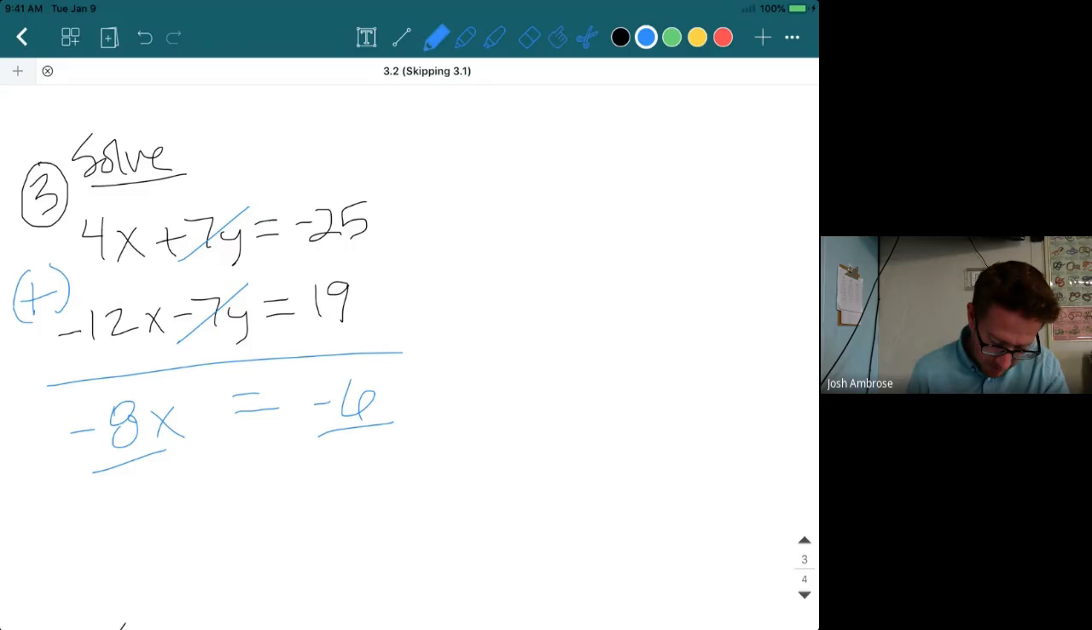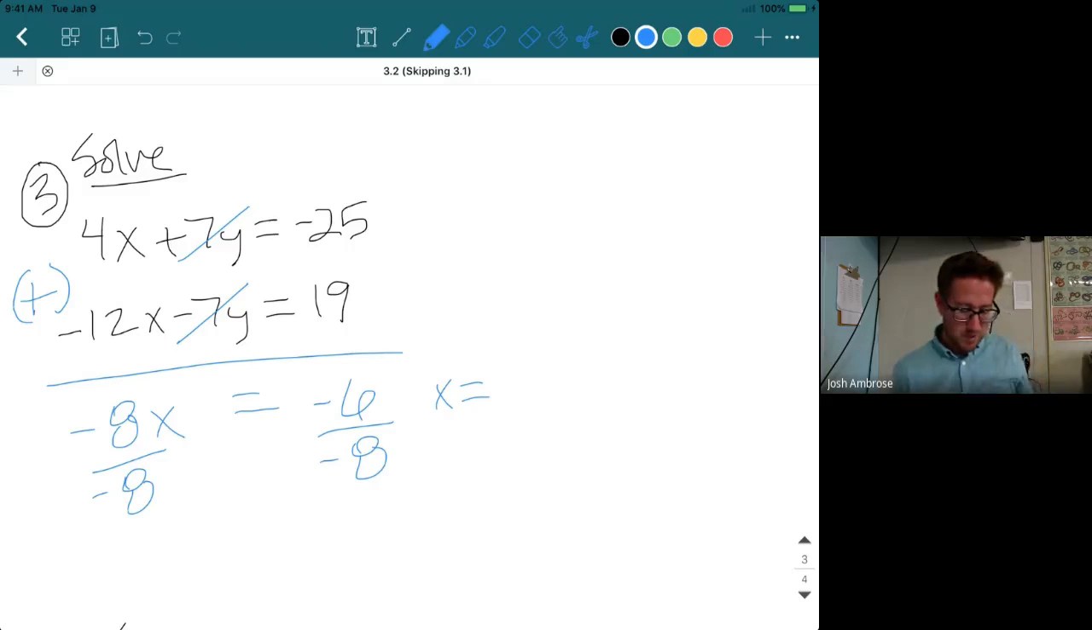Divide both sides by negative 8. And now we have x equals, both are negatives, so that's going to reduce that down to be a positive, but it's still a fraction, 3/4.